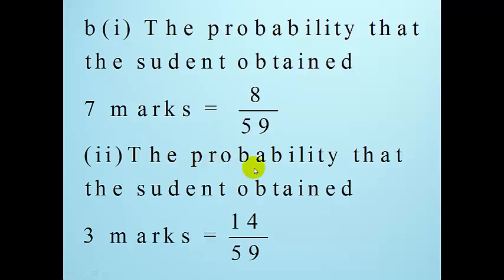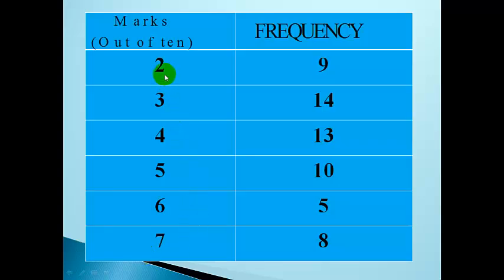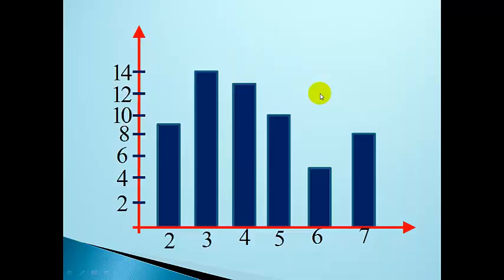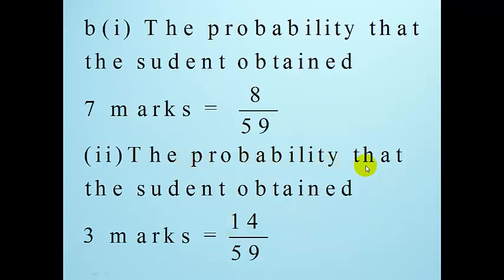Now II, the probability that the student obtained 3 marks. So we go to the table to see the number of students who obtained 3 marks. From the table, the number of students who obtained 3 marks is equal to 14. And so we divide 14 by the total. The probability that the student obtained 3 marks is equal to 14 divided by the total, that is 59.